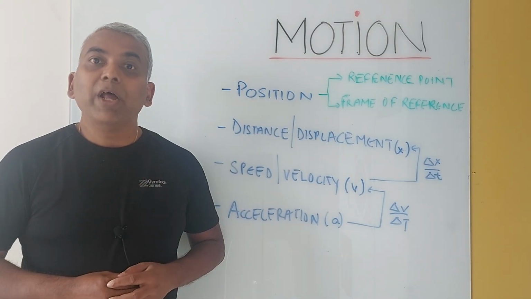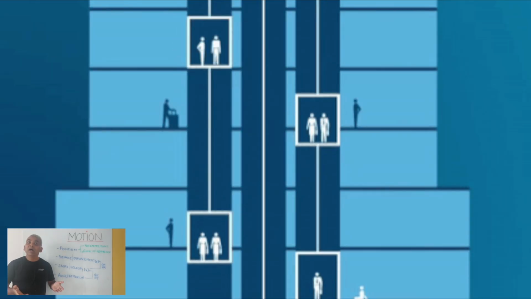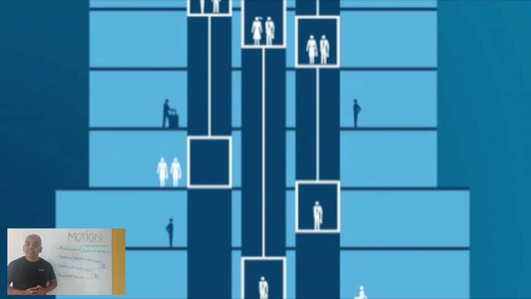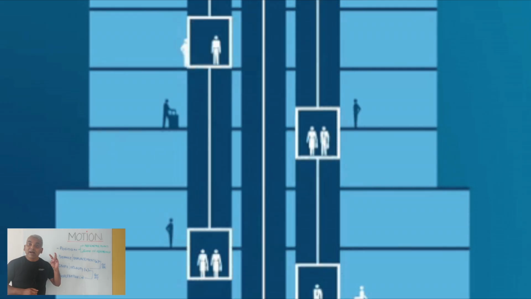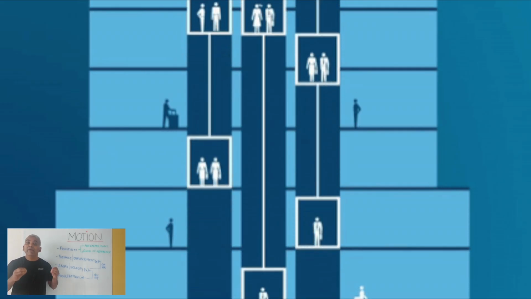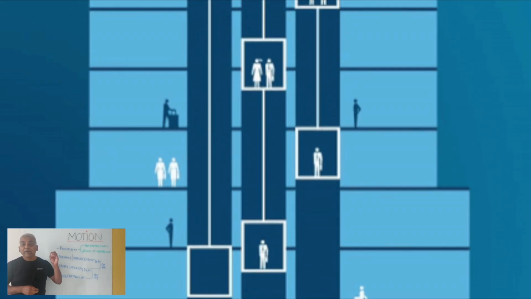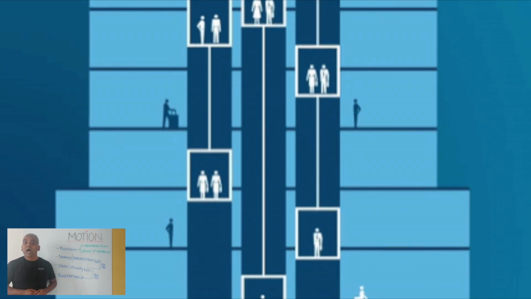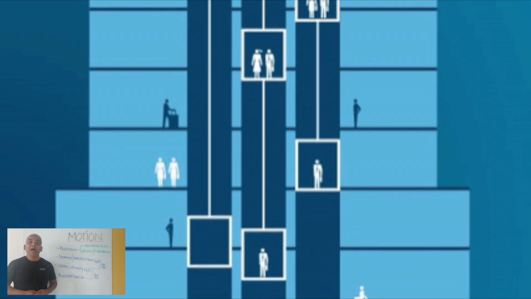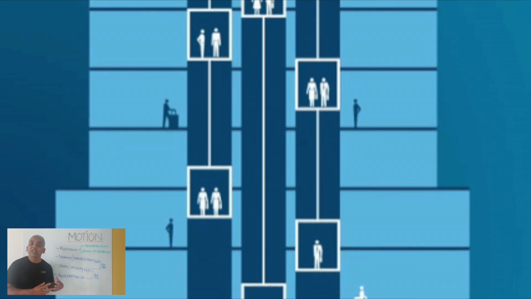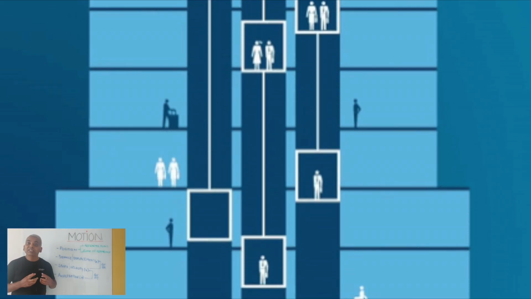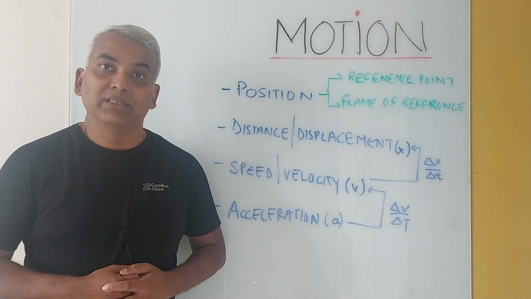We can extend the same argument to two persons moving up in the lift. In this case, two persons are at rest with respect to the lift as a frame of reference and a reference point within the lift. However, those two people are in motion with respect to a stationary observer on the ground if you consider the ground as the frame of reference.